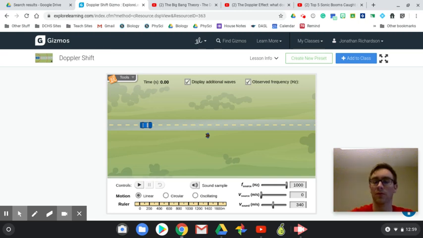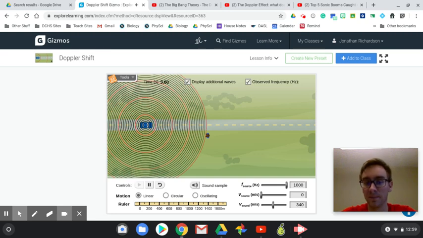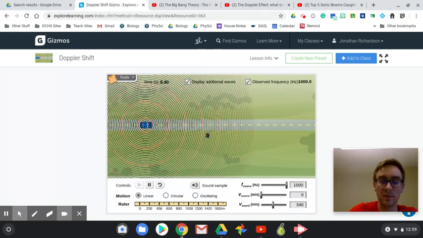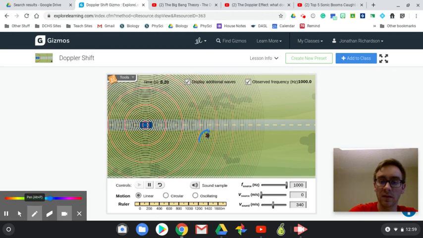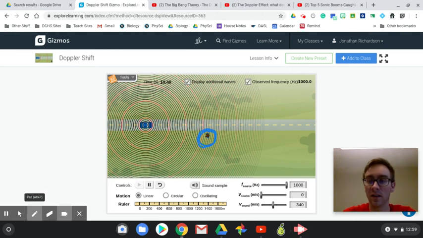So for example, here I have this car. Let's say this car is blaring its horn. And so we have you here sitting in the middle. That's you right there, and you are experiencing that sound wave with a 1,000 hertz frequency. So you're hearing it as a very constant horn. So far, that's what we have.